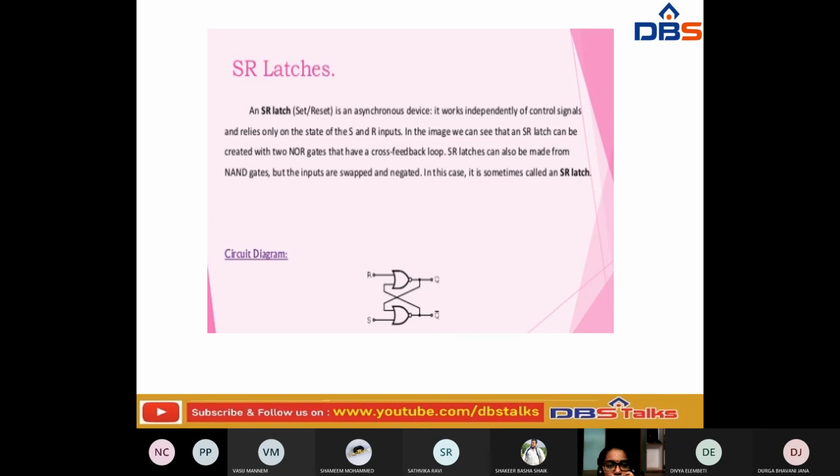By using these two NOR gates, we are going to design a circuit that has cross feedback. The SR latch can also be made from NAND gates. So it can be designed using NAND gates also, but for example we have designed it with NOR gates. So it is not swapped or negated. In this case, sometimes we can call it an SR latch. Okay.